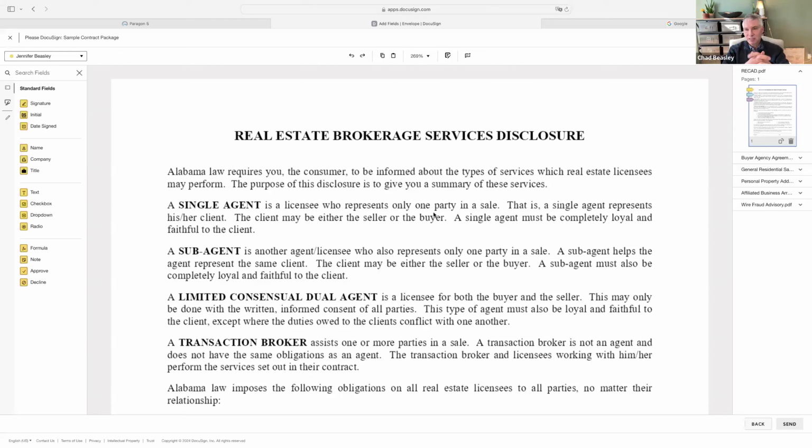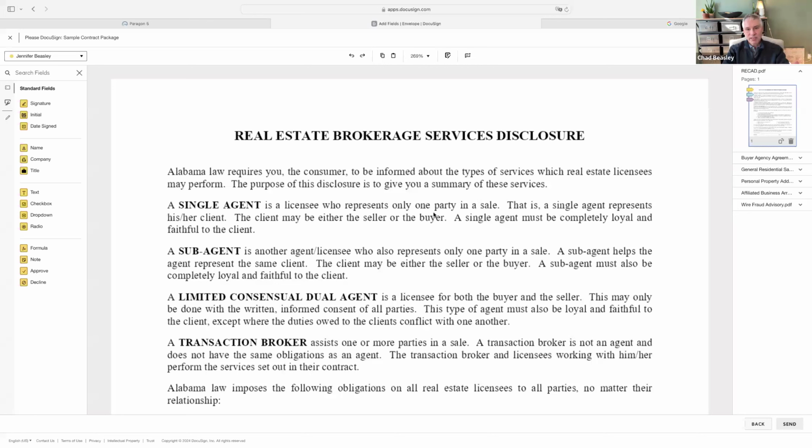And that's what these documents do. RECAD is just a disclosure of the different ways that a realtor can act on behalf of a customer or client. If you are acting as an agent for that person through single agency or dual agency, they are a client. If you are just acting as a transaction broker, they are a customer and not a client. So that's where customer or client comes in.